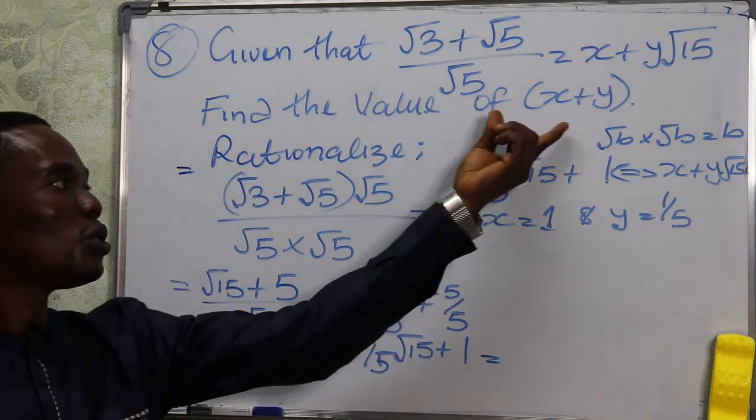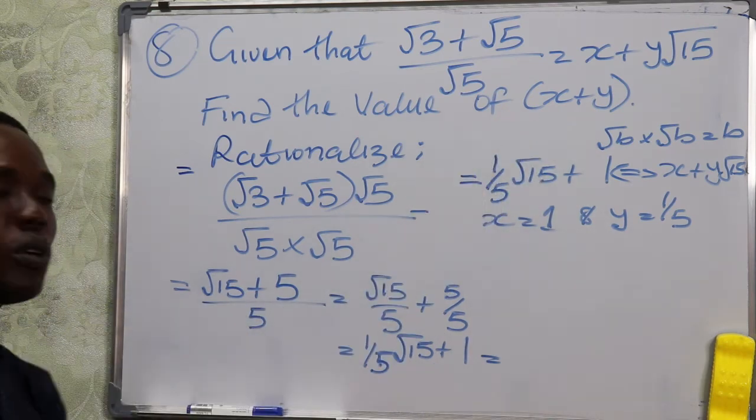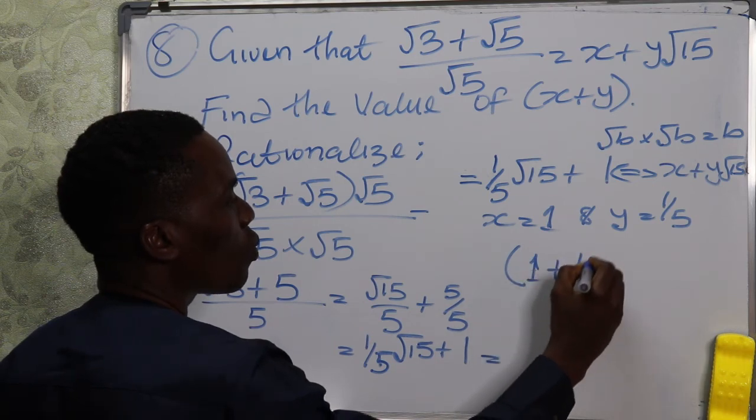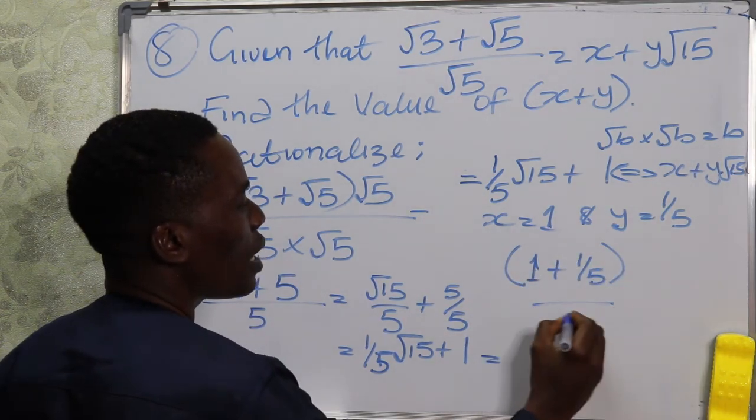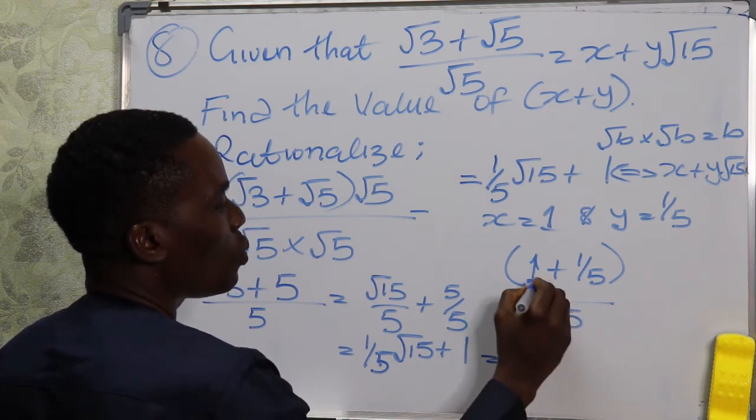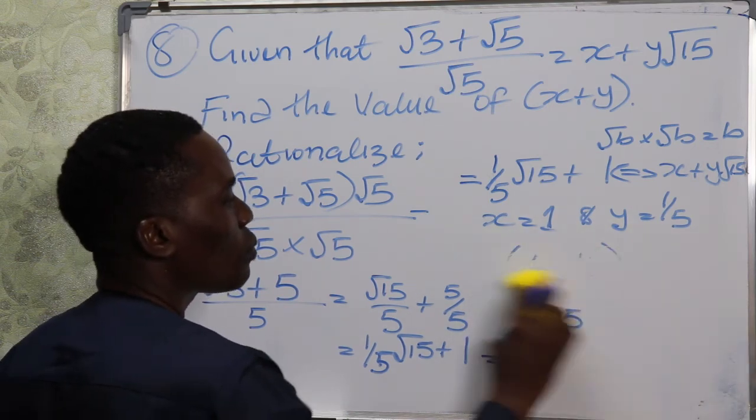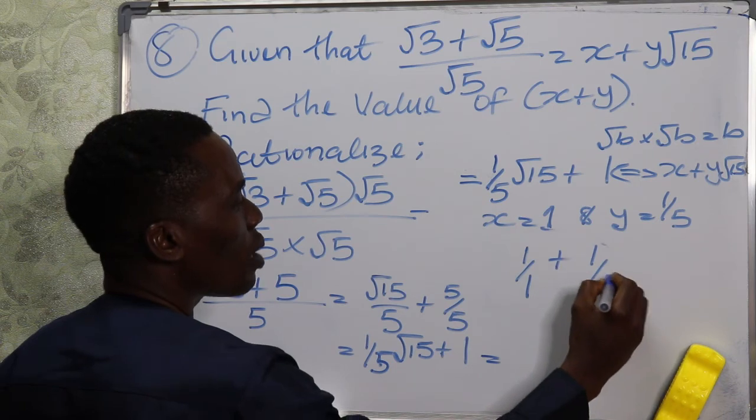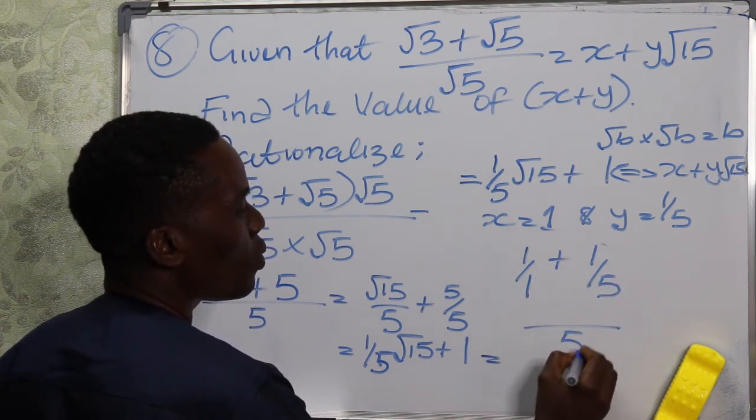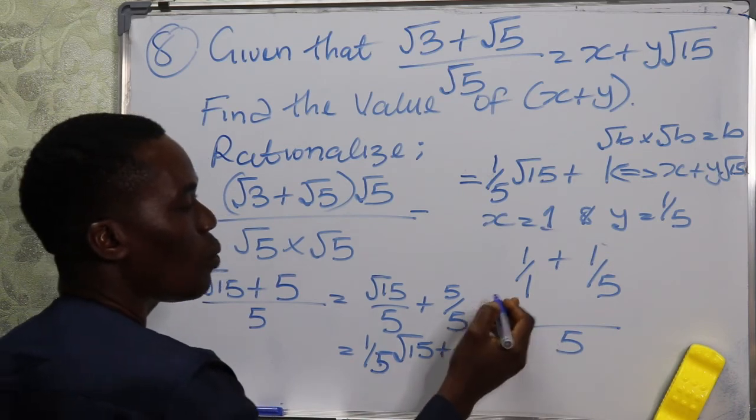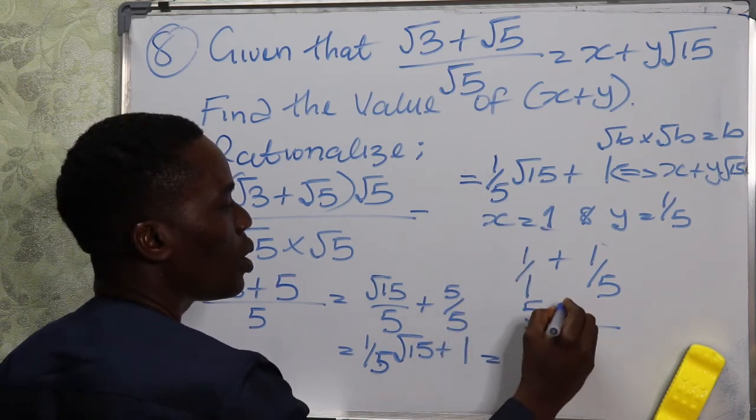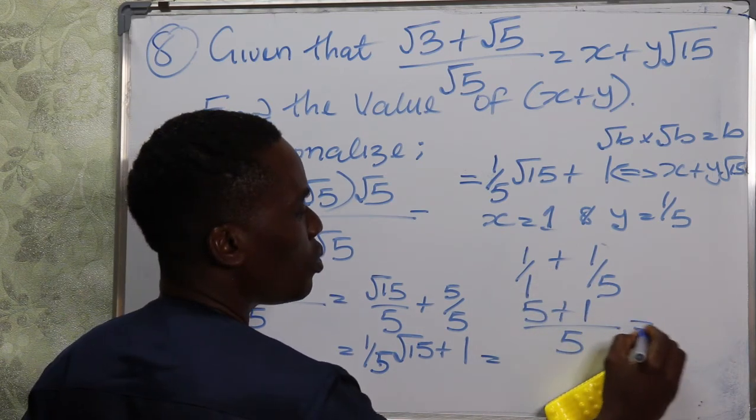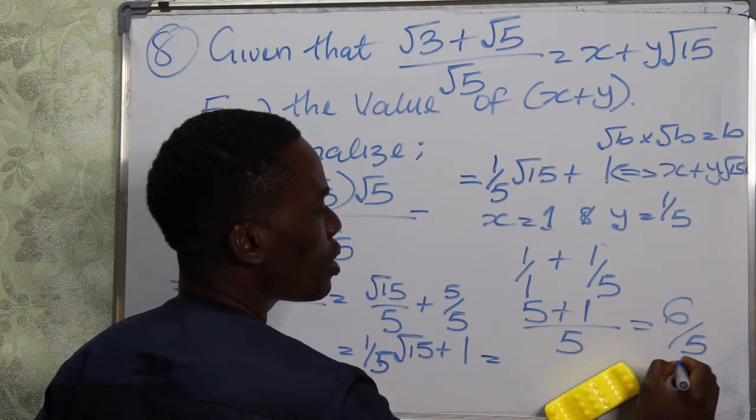Now simply what they want you to do is to find the value of x plus y. Now x plus y will give us 1 plus 1 over 5. Now let's do it properly so that you see what I'm doing. We'll have our 1 divided by 1 plus 1 over 5. 5 will be the LCM. 5 divided by 1 will give you 5. 5 times 1 will give you 5. Plus 5 divided by 5 will give you 1. 1 times 1 will give you 1. So your final solution will give you 6 divided by 5.